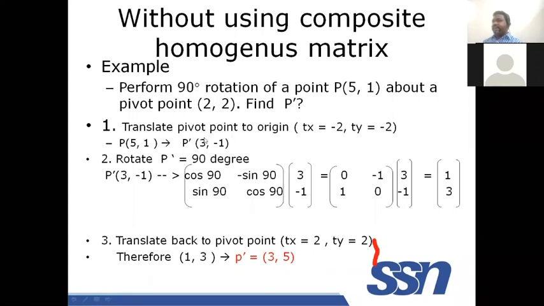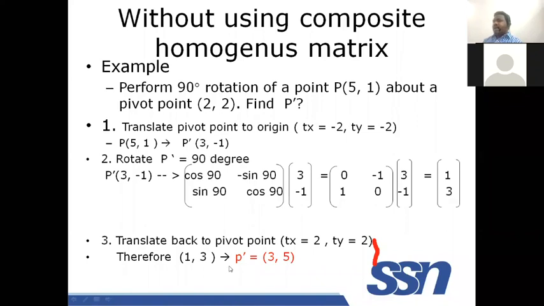Now we can rotate this point 3, -1 with respect to the origin. The expression is known, cos theta, minus sin theta, sin theta, cos theta. Now this is the rotation matrix, this is the new position. Do the multiplication, you will be getting the answer. 0, -1, 1, 0. This is the cos theta, sin theta value. 3, -1. Here if you multiply, you will be getting 1 and 3. X value is 1, y value is 3.